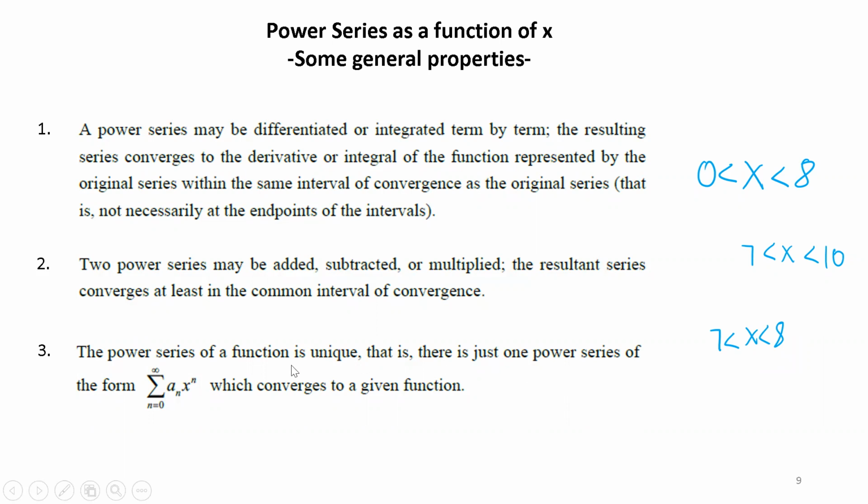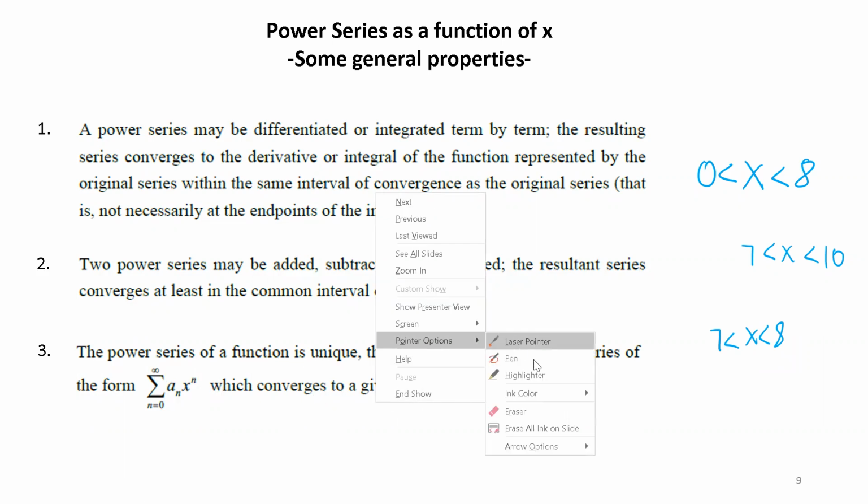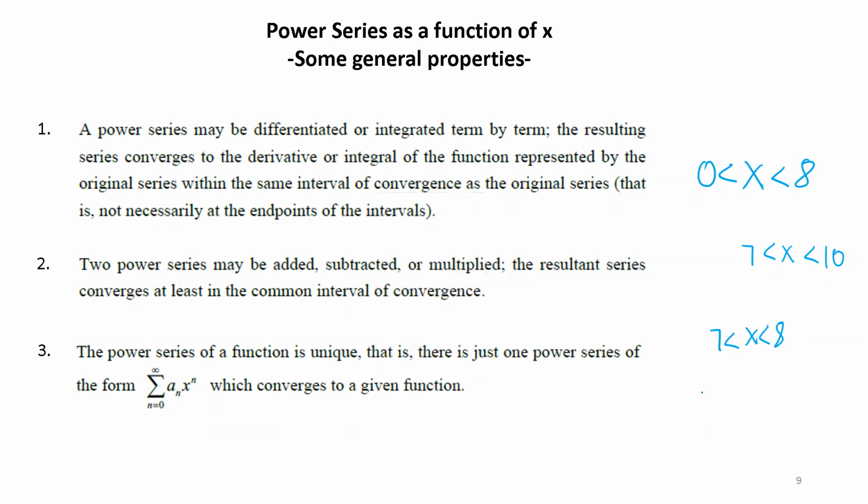Also, the power series of a function is unique. There is just one power series in this form which converges to a given function. If you have learned the Taylor series before, you actually know how to express a function in terms of a power series. But that's what we are going to do next. This x to the n, I should really write this, can also be written as this.